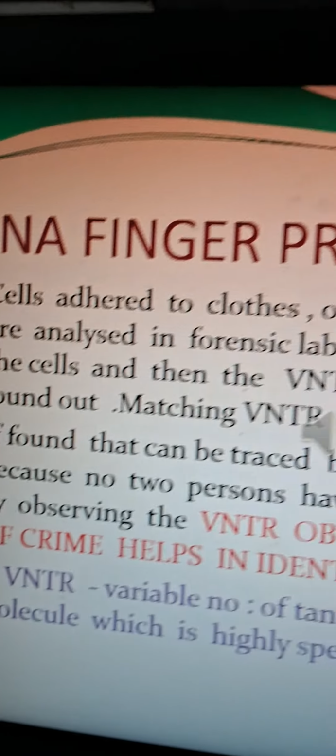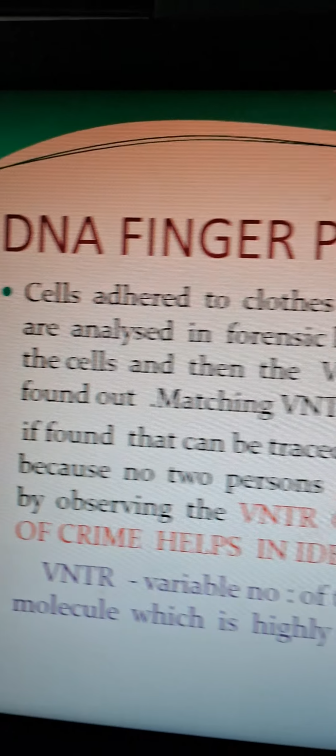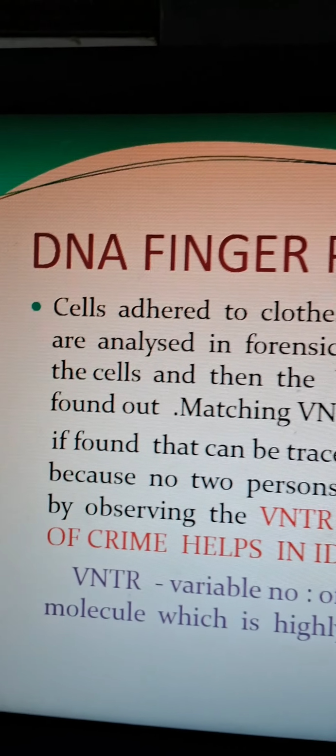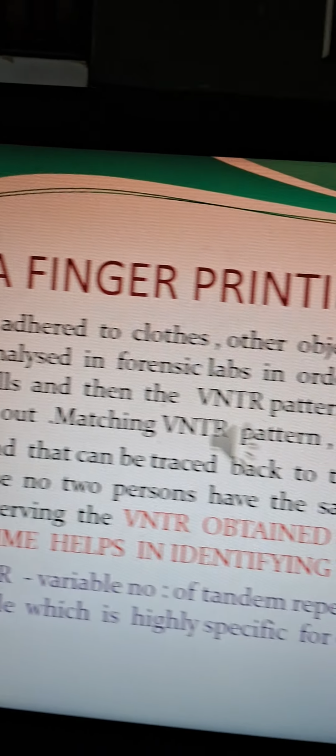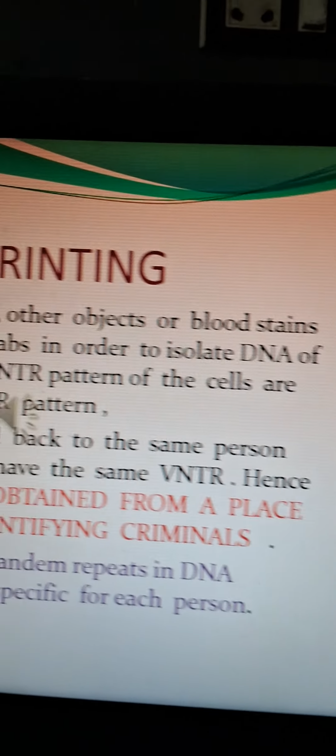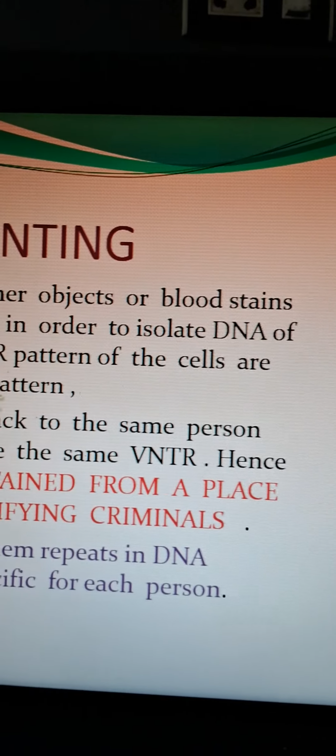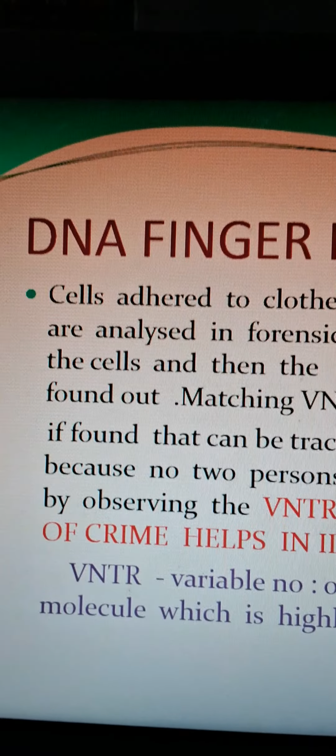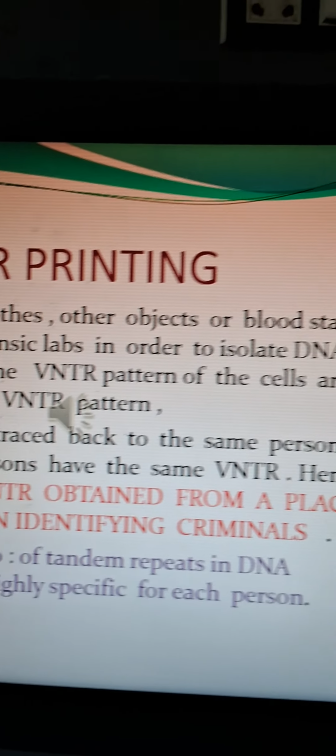Cells adhered to clothes and other objects, or bloodstains, are analyzed in forensic labs in order to isolate the DNA of the cells, and then the VNTR pattern of the cells is found out. If a matching VNTR is found, it can be traced back to the same person because no two persons have the same VNTR. Hence, the VNTR pattern of DNA obtained from the place of crime can be used for identifying criminals.